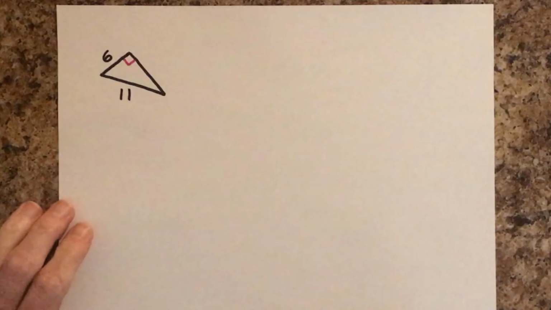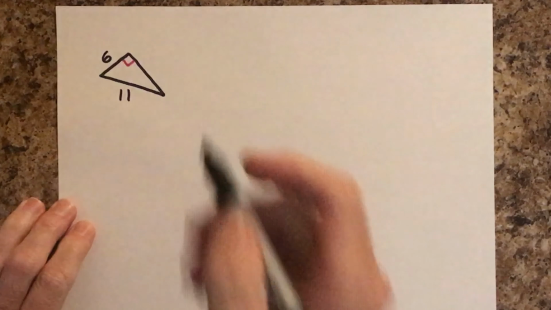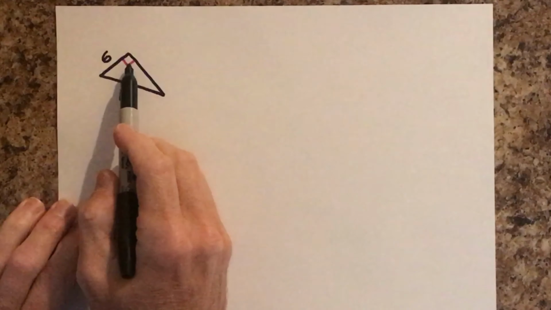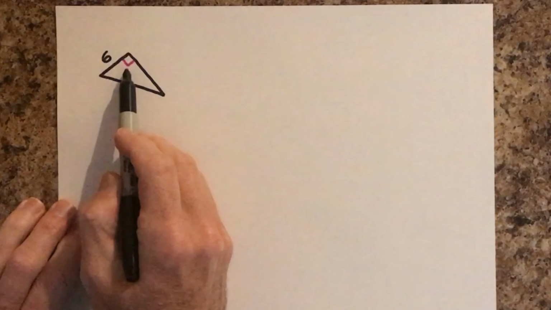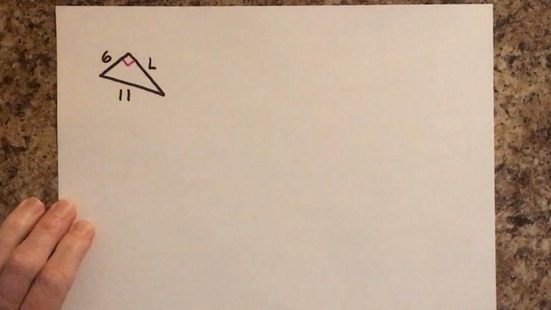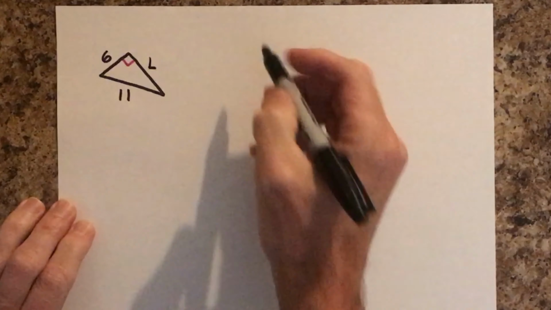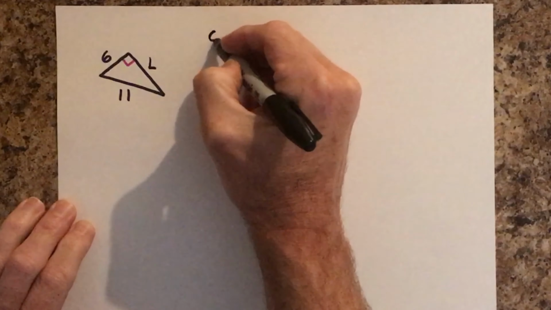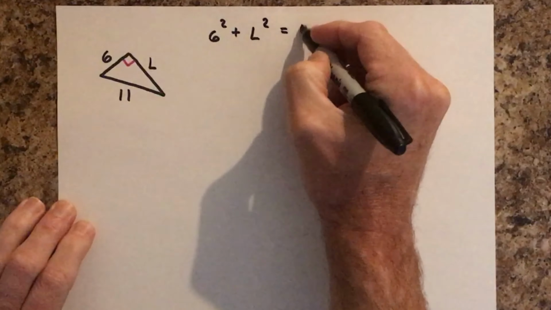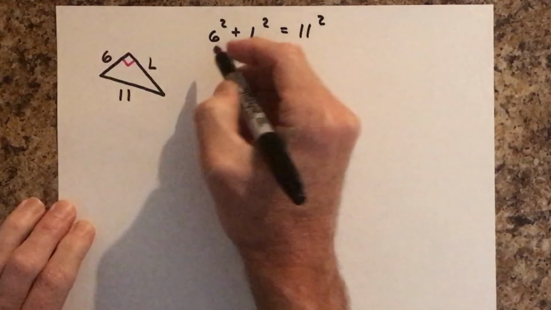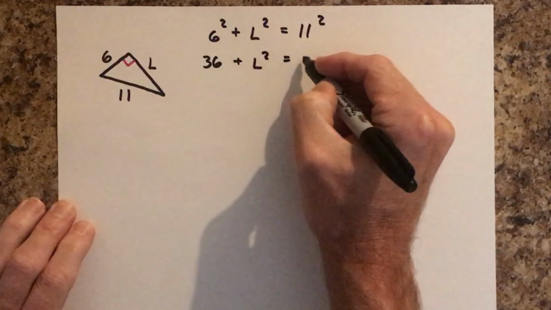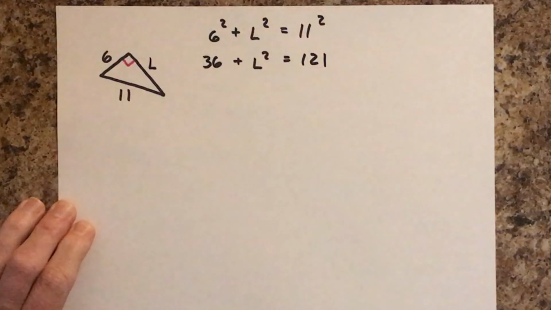Here's another example. Notice this time, the side that we don't know is not the hypotenuse. The hypotenuse is always the side across from the right angle in a right triangle. So the side we don't know here is a leg. The Pythagorean theorem says leg squared plus leg squared equals hypotenuse squared. So 36 plus L squared equals 121.